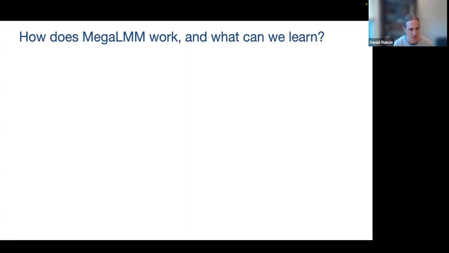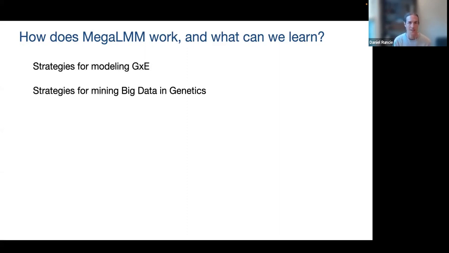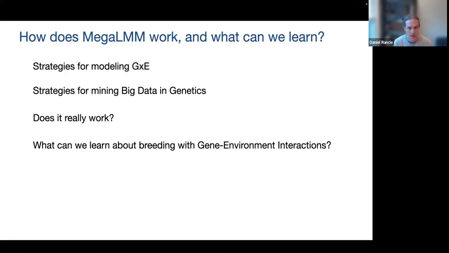So for the rest of the talk, I want to show you how MegaLMM is able to do this, and what we can learn from doing that. I'll start by discussing some strategies that we use for modeling G by E. Then, how can we take some strategies from mining big data in genetics to do this better. But then I want to take a closer look at the results and ask whether they're really as good as they seem. And finally, I'll end with some thoughts on where we should go from here in trying to improve breeding for gene-environment interactions. So those are my goals for the talk.